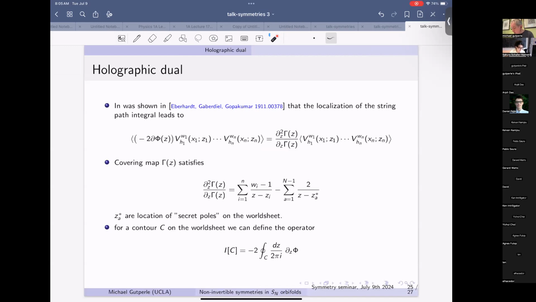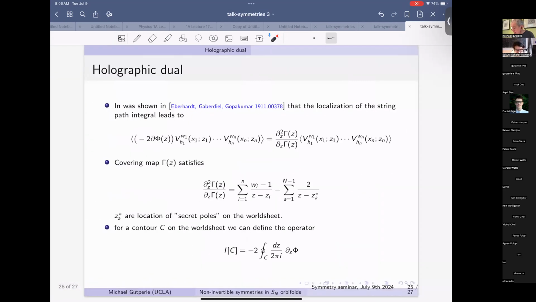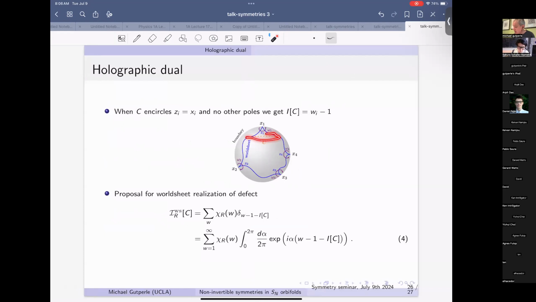So what we can do is take a contour on the worldsheet and define this operator simply as the integral of this free field. If we insert it on the worldsheet, we can use the localization and simply evaluate it for all correlation functions, because it's taken out of the string worldsheet. If I take a contour which encloses just one vertex operator, then I'm only picking out the ith vertex operator, only this residue. All the others are somewhere else, and the secret poles are also somewhere else. So by the residue theorem, for a contour which only encloses one, I get Wi minus 1.